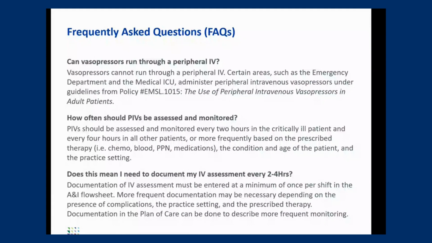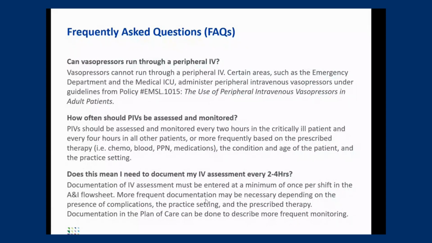How often should PIVs be assessed and monitored? So you guys know you do this on your shift. In critically ill patients, it's every 2 hours, and then all other patients are every 4 hours. Depending on what's running through it, sometimes it might be ordered more frequently.